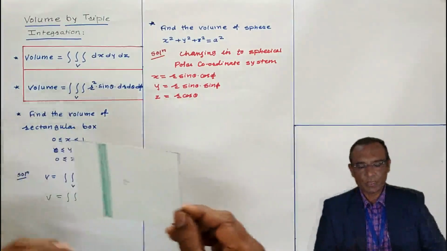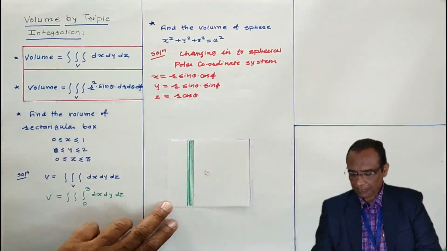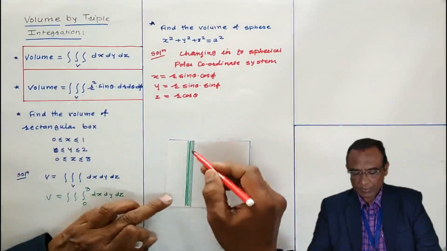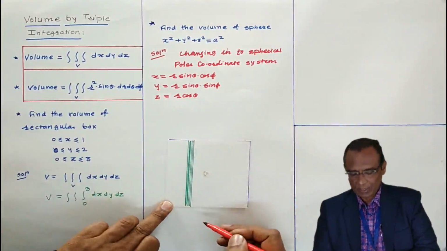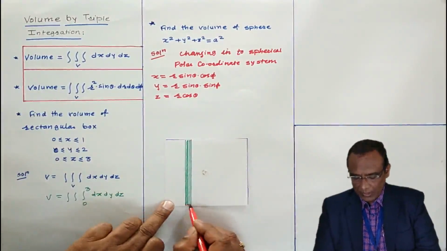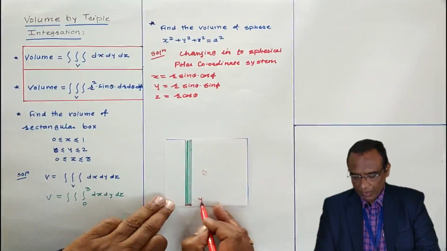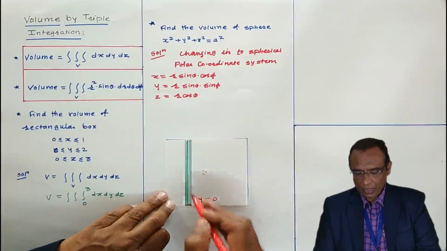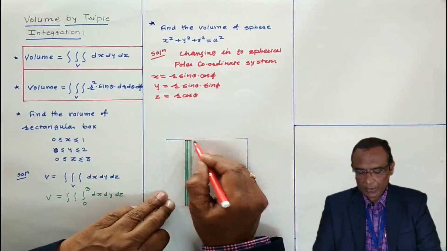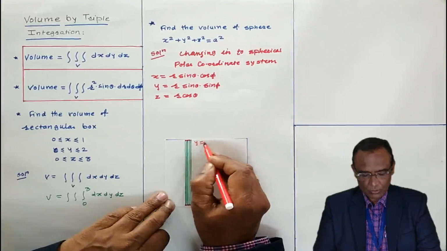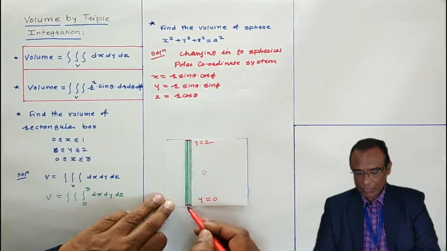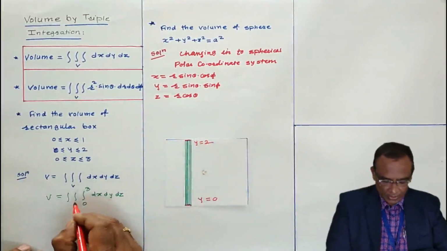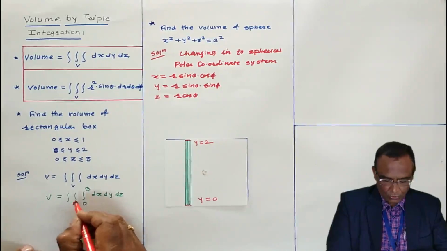Now I have to cover this plane also. And how do you cover this plane? Here vertical strip I have drawn. This green strip is a vertical strip. At lower end of the strip I get value of y. At lower end value of y is 0, and at upper end the value of y is 2. So y varies from 0 to 2. Here I am writing y varies from 0 to 2.